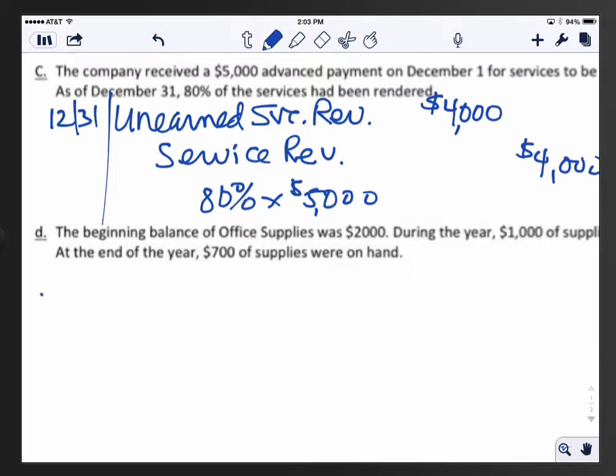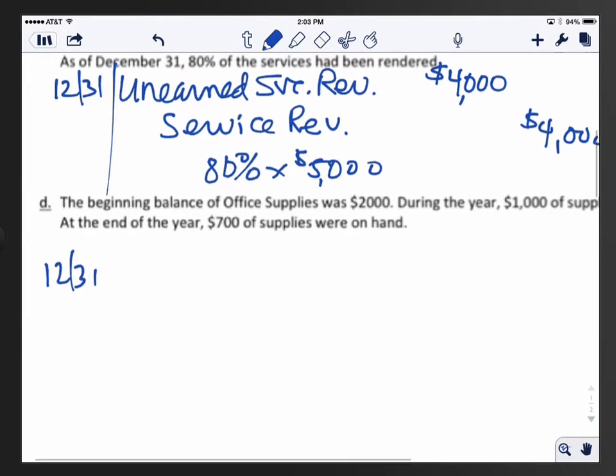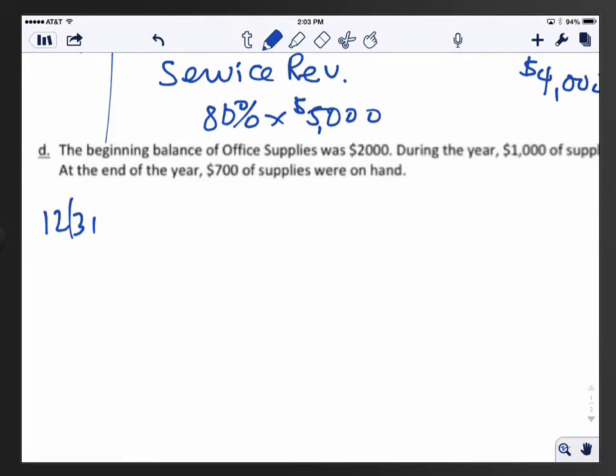Letter D, we've got the beginning balance of office supplies was $2,000. During the year, 1,000 of those additional supplies were purchased. At the end of the year, $700 of supplies were on hand. So we have to figure out how much did we use up. Well, let's think about the math here. So at the beginning of the year, we had $2,000 worth. At some point during the year, we purchased another $1,000 worth. So we had $3,000. We could have used up as much as $3,000.